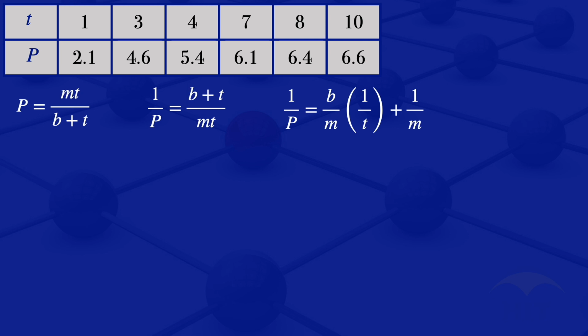In this case, we see that the equation is now almost similar to the equation of a straight line, y equals mx plus c. By comparison, 1 over p corresponds to the y. The b over m corresponds to the gradient of that line, the m. The 1 over t corresponds to the independent variable, the x. The 1 over m corresponds to the constant c. At this stage, I'll go into Excel and enter these data points.